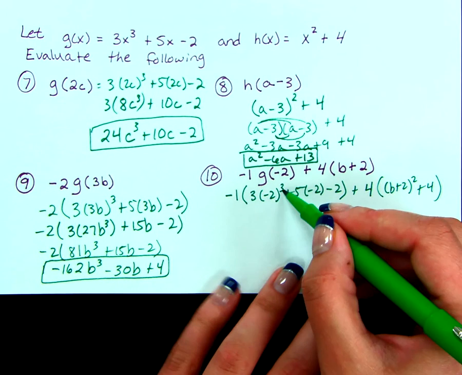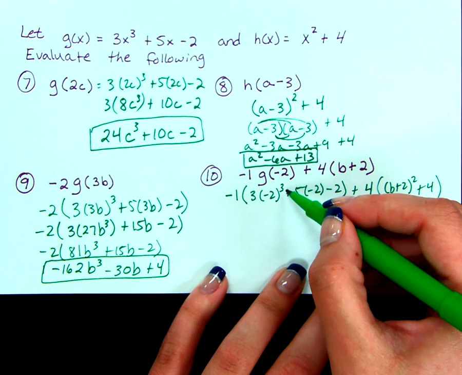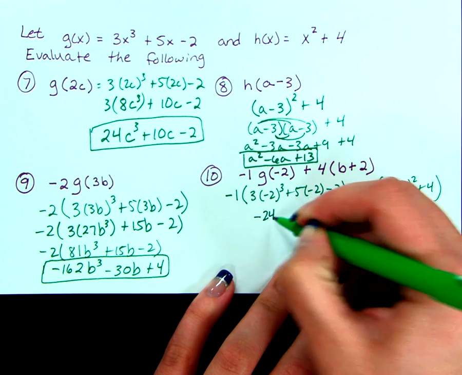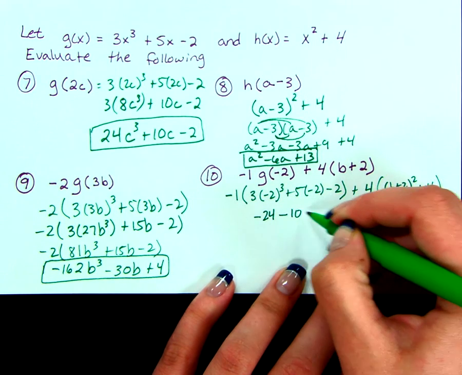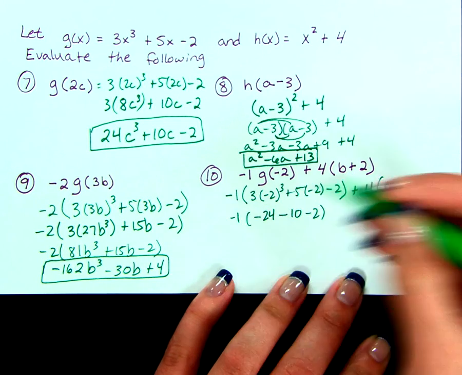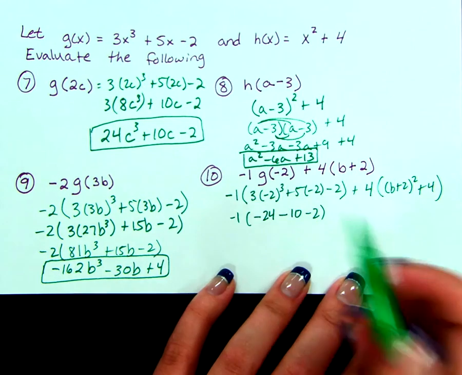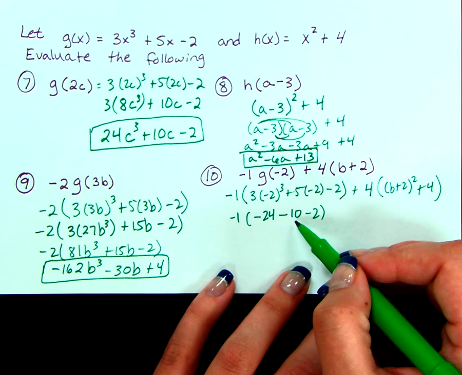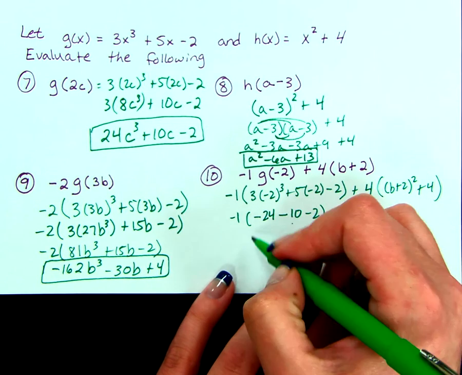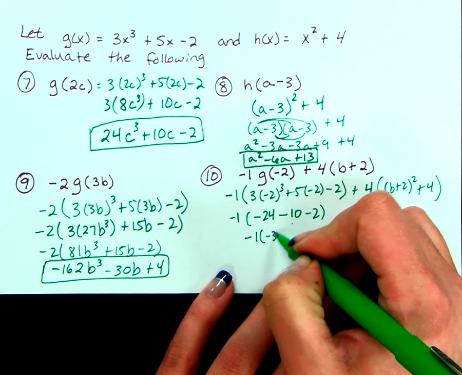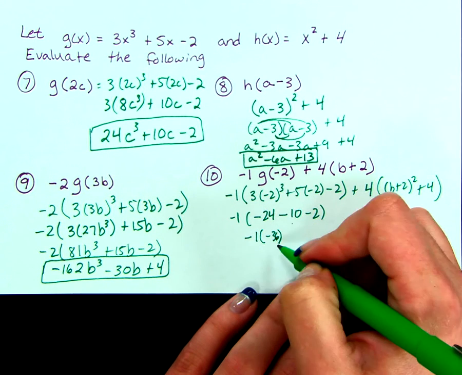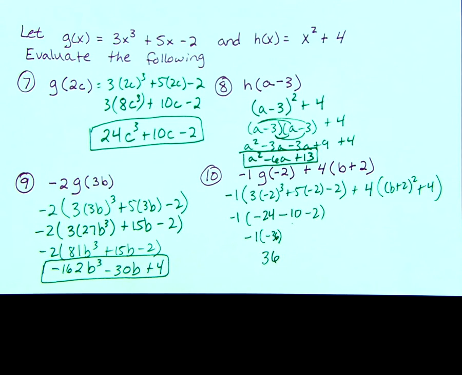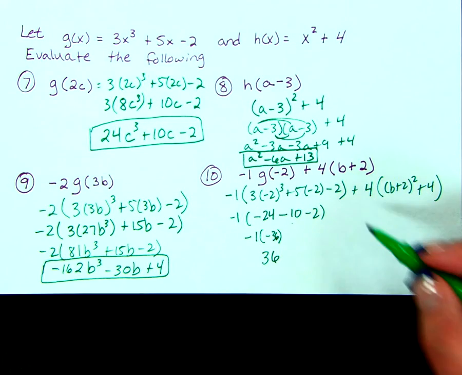So negative 2 cubed is going to be negative 8 and then we can take negative 8 times 3, so that's going to be negative 24, and then we'll have minus 10 minus 2. So now I'm going to combine everything inside the parentheses. So negative 24 minus 10 is negative 34, minus 2 is negative 36. So negative 1 times negative 36 will become a positive 36. And then now I'm going to start simplifying this piece.